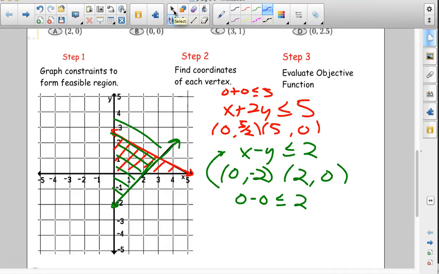And last 2 constraints were x is greater than or equal to 0 and y is greater than or equal to 0. So just so that the instructor would know, yes, I knew those were supposed to be constraints, I would put those 2 on there. But I already know I'm going to be looking at this region right here.